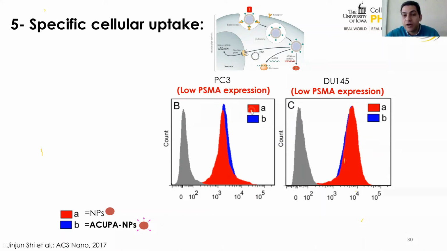So when they have the targeted or non-targeted particles, the red and the blue histograms almost overlay, which means that there is no advantage of using a targeting ligand in this set of cells. This is pretty interesting because these cells don't have the receptor on their surface, so you wouldn't expect to see a difference. And the same in the other cell lines.